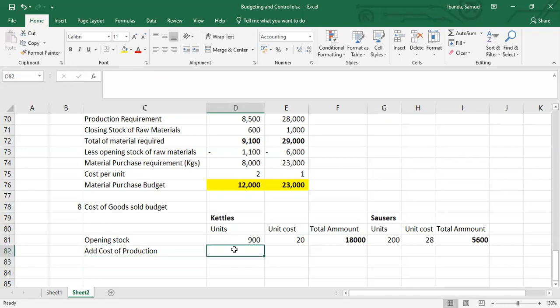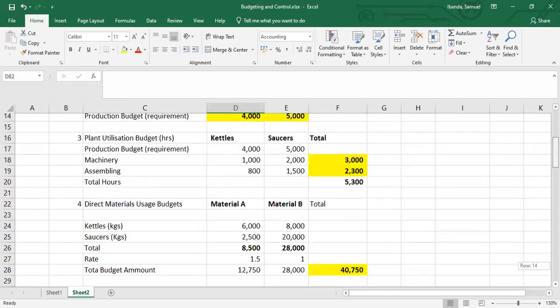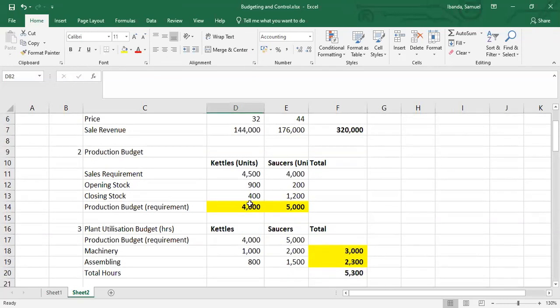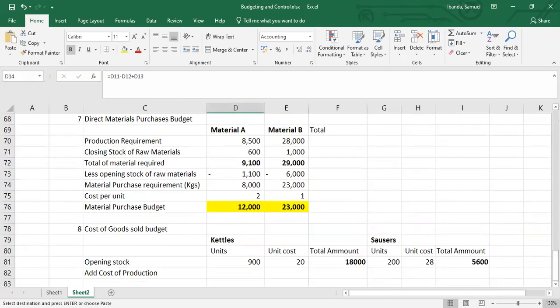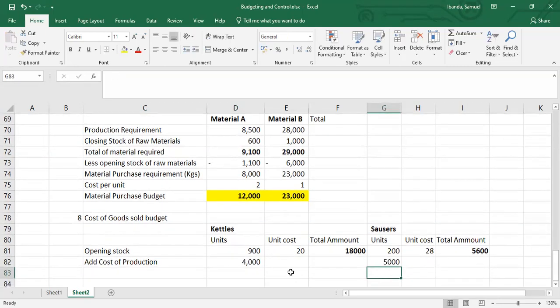Now, for our cost of production, you have to ask yourself, what are the units? Remember, when you go back to our production budget, we have 4,000 for kettles and 5,000 for saucers. So these are the units. So I'll put 4,000 there, and then I'll put 5,000 right here. Okay. So what I'll do, I'll now get the unit cost.